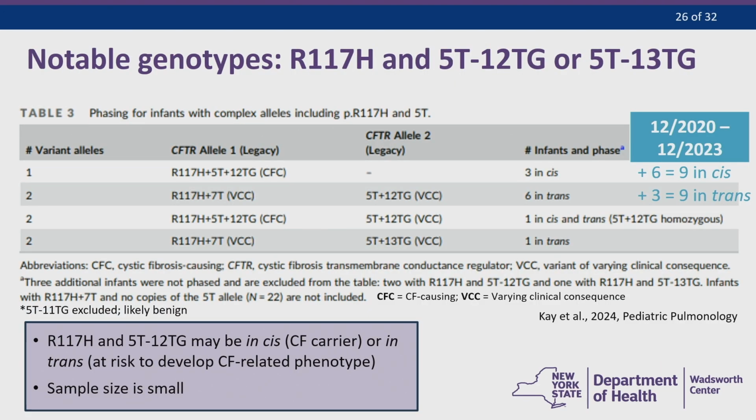So we phased those babies in our program, and this is a table from that publication, and I added data from the last 2 years of screening and phasing, and really what we find is that only half of them are in cis. The other half are in trans, and this is specifically limited to babies with R117H and 5T12TG. We do genotype the poly-TG. So R117H and 5T12TG may be in cis, and you have a CF carrier, or they're in trans, and they have 2 variable clinical consequence variants, and they're at risk for developing CF, a CF-related disorder. That being said, our sample size is small.